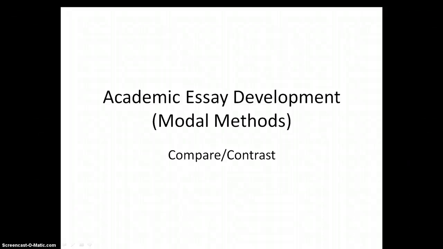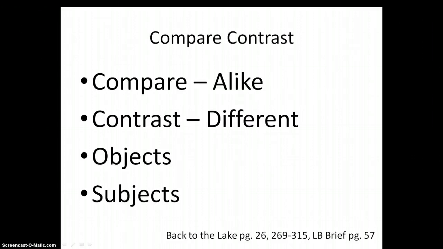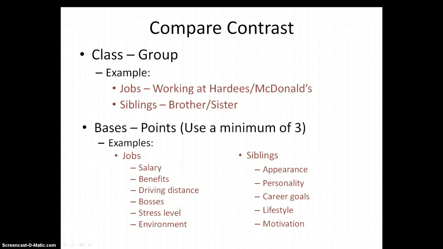In academic essay development, there are several modal methods. We will look now at the compare-contrast method. To compare something is to find out what's alike about two or more things. To contrast two or more things, you list the things that are different. These are of objects and subjects.